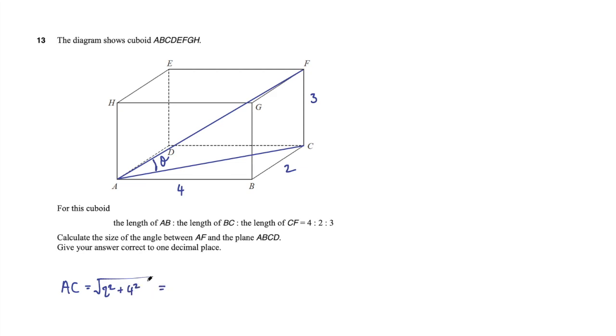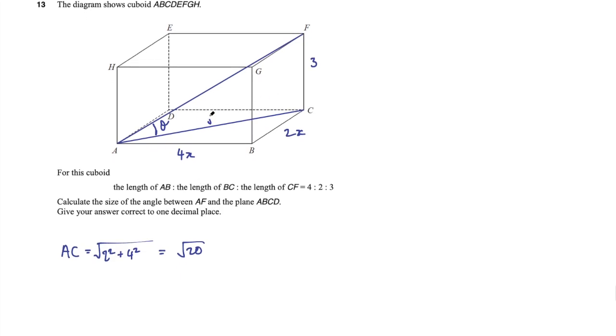And if you want to be completely mathematically correct, you could write an x there, like this is 4x, this is 2x, but you don't really need to get the correct answer here. So AC would equal the square root of 2 squared plus 4 squared, that's 4 plus 16, that's 20. So AC is the square root of 20, and then we've got this length, and this length, we can work out the angle using the tangent ratio. Remember, the tangent of an angle is equal to the opposite side, 3, over the adjacent side, square root 20. And then theta is going to be the inverse tan of 3 over square root 20.